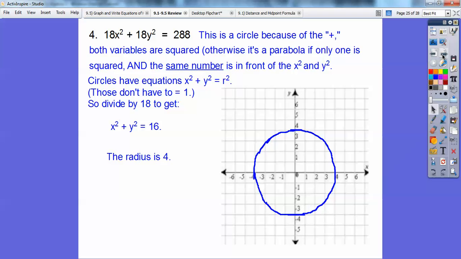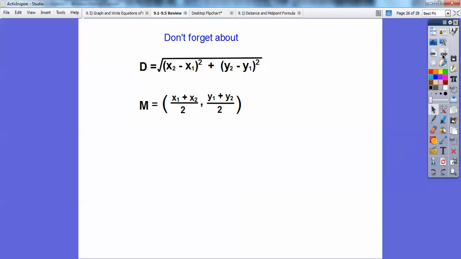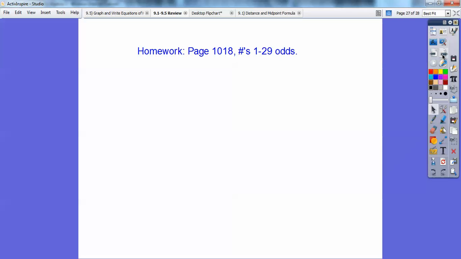All right. If you're in my class, oh yeah, don't forget, you guys, your distance formula and your midpoint formula, you're going to be asked to do something with that as well, okay? And if you're in my class, I would assign that for your homework.